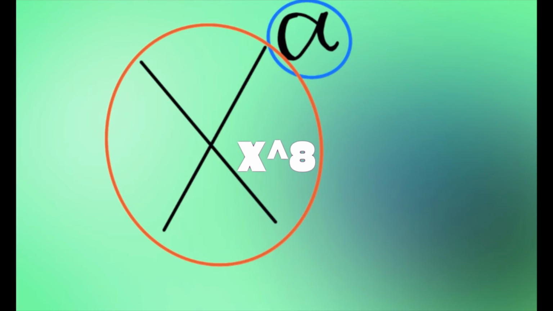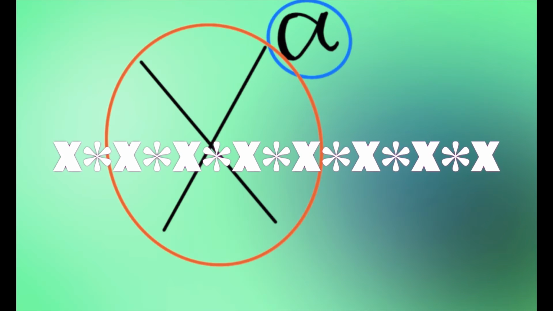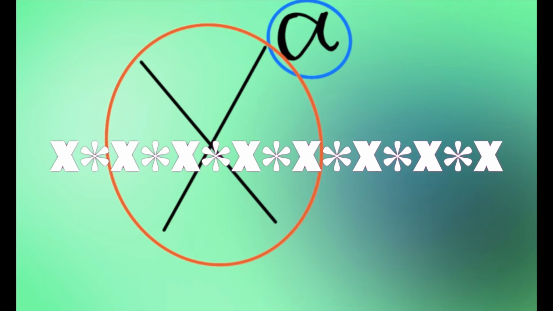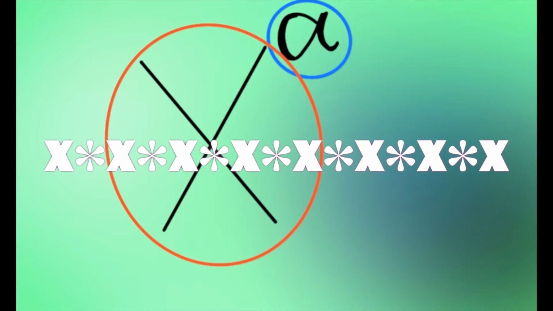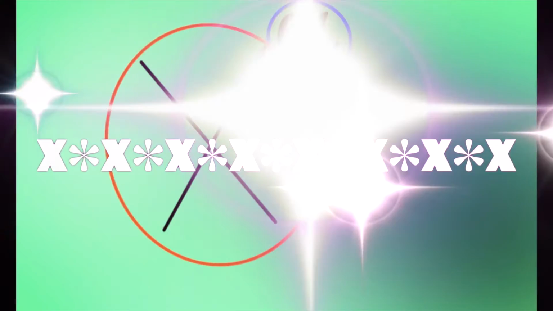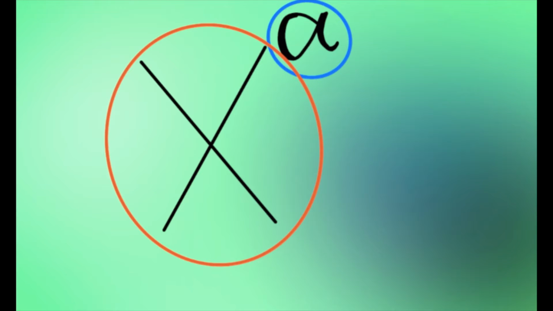Let's do x to the 8th power. To understand it, we can expand it to x times itself 8 times. So x times x times x times x times x times x times x times x. Because it is a variable, it would be simplified to x to the 8th power.